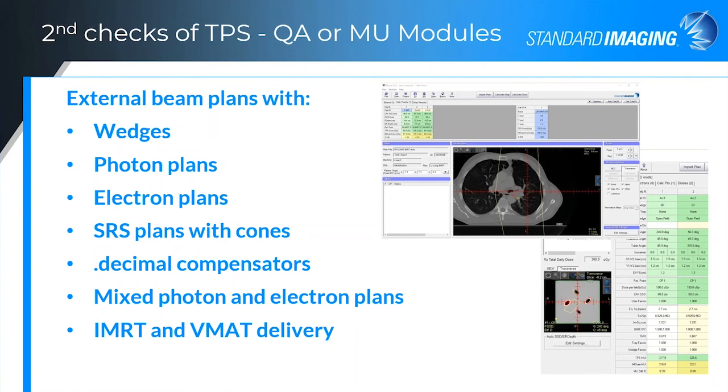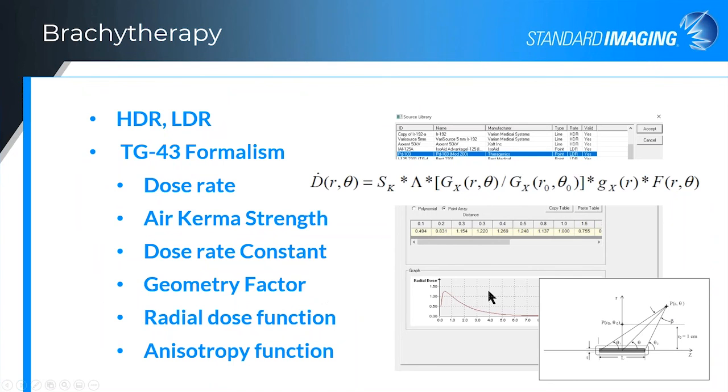Many types of external beam plans are supported, for example, wedges, photon and electron plans, as well as mixed photon and electron plans, SRS plans with cones, IMRT, VMAT. So next, let's move on to the brachytherapy module.